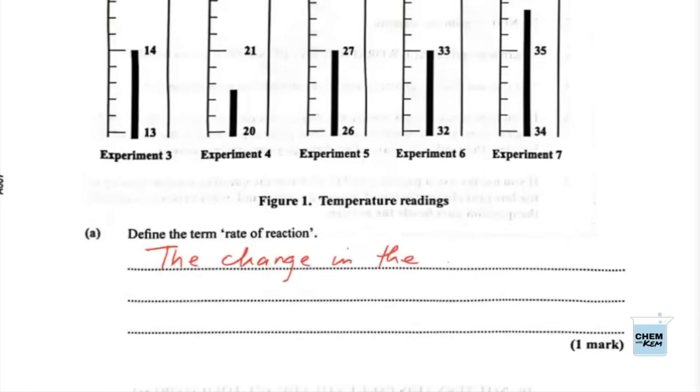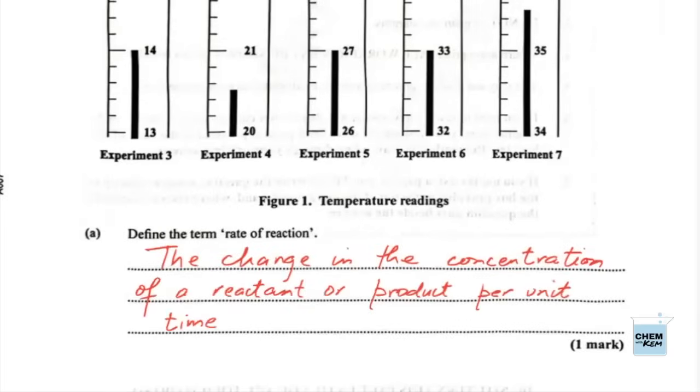First thing we're asked to do here, Part A, define the term rate of reaction. Now, rate of reaction is the change in the concentration of a reactant or product per unit time. So let's get that down. That will give us our 1 mark.